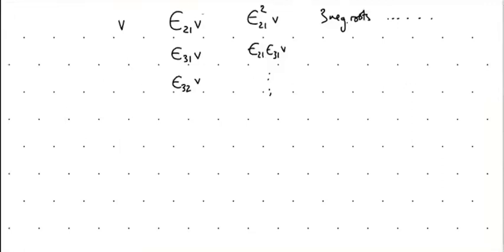And certainly E13 applied to V is zero, because V is a highest weight vector, E13 increases the weight, it moves it to the right. So this has to vanish as V is a highest weight vector.